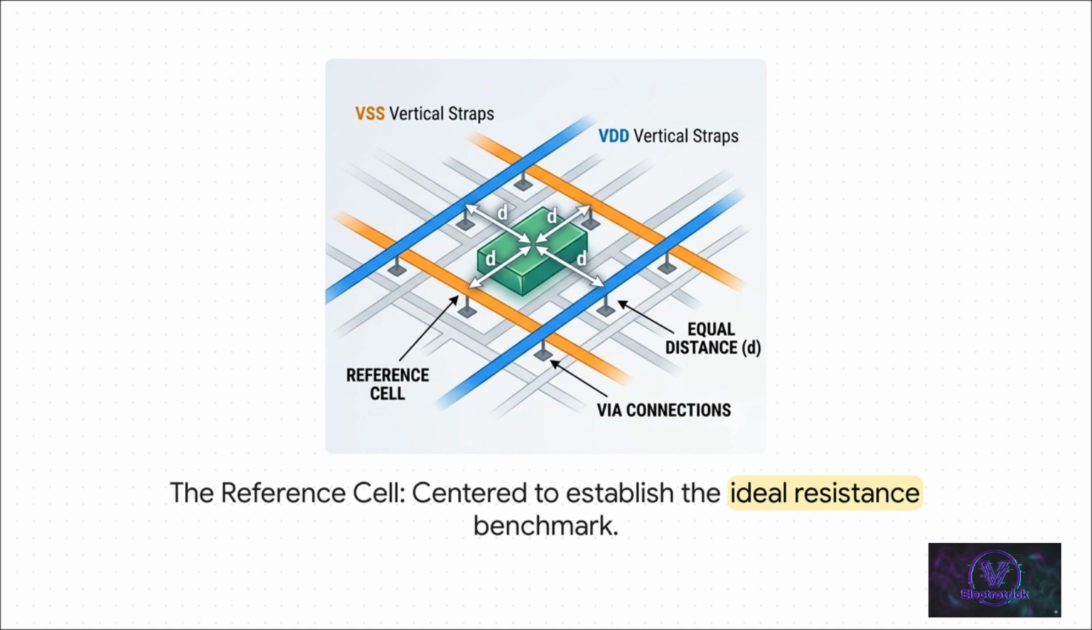And yeah, this visual shows it perfectly. See how the reference cell is sitting right there in that ideal spot? It's the same distance D from both the VDD and VSS power straps. And it's got all the right via connections. The resistance measured from that specific spot, that's the number we're after. That's our maximum allowable resistance.